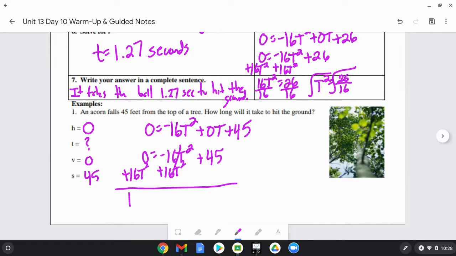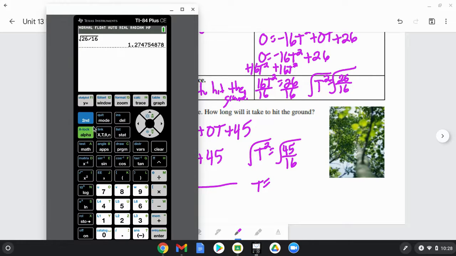Just doing some solving now that we learned first semester. We divide by 16. And now I do the solving by square roots, which we learned this semester, last week, I believe. And then we just got to take the square root. So if we take the square root of 45 divided by 16, let's see what we get. Second, square root, 45 divided by 16.